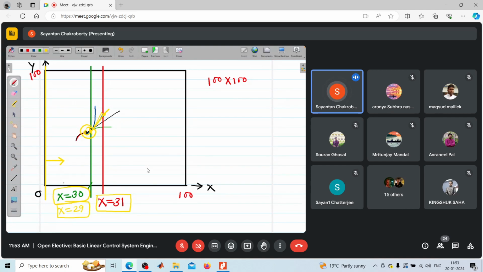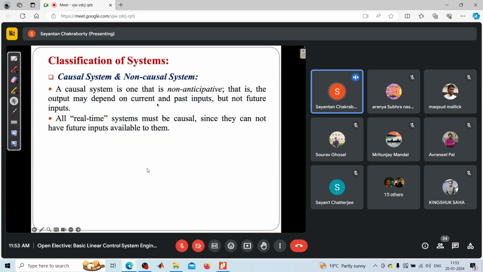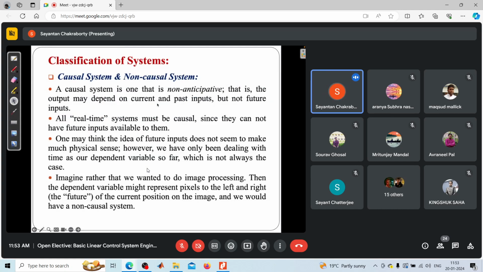And there's another classification which is much more like a binary. In a causal system, the output depends on present and past values of input. For a non-causal system, the output depends also on the future. That is, the output is dependent on present, past, as well as future. That's a non-causal system. And there's another classification, the anti-causal system, where the output depends only on the future values of input. Not on the present or past values. This is the anti-causal system.